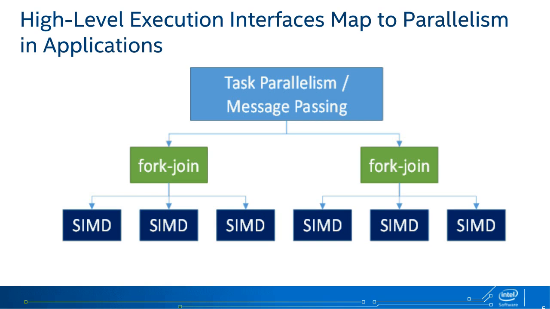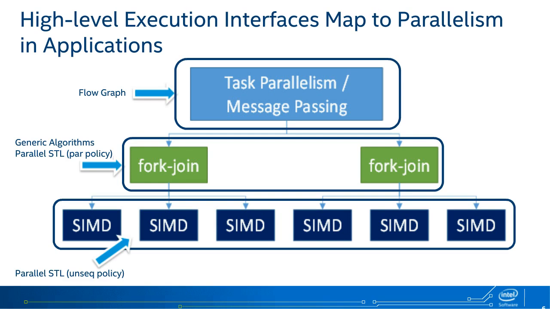Now TBB, as I mentioned on the previous slide, provides different high-level execution interfaces. And the reason is these more naturally map to one layer or the other. So for example, our Flow Graph API is very good at capturing this high-level task parallelism. Our generic parallel algorithms and patterns, as well as Parallel STL, is good at capturing this fork join layer. And Parallel STL, when used with particular execution policies, and I'll discuss those later, is good at expressing SIMD parallelism that's executed on the vector units within your cores.